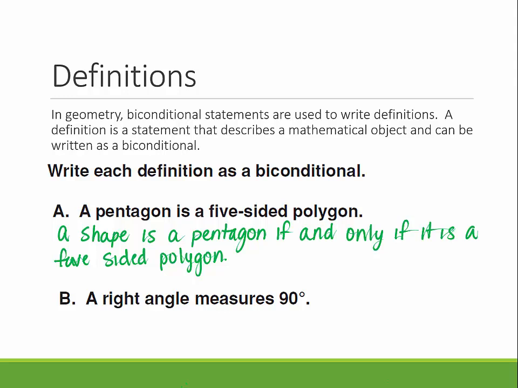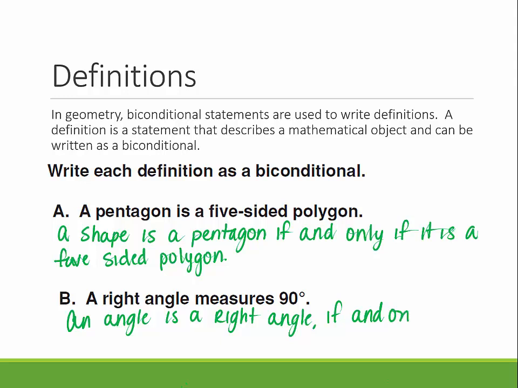Next one, a right angle measures 90 degrees. That's a definition. So we can say an angle is a right angle if and only if it measures 90 degrees.